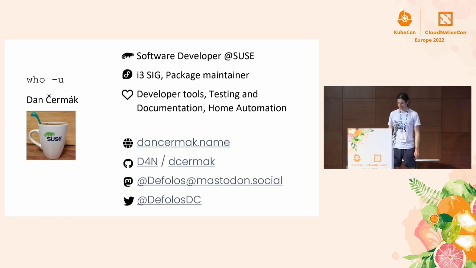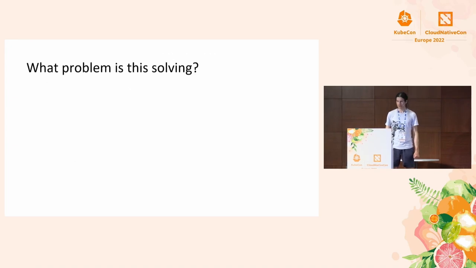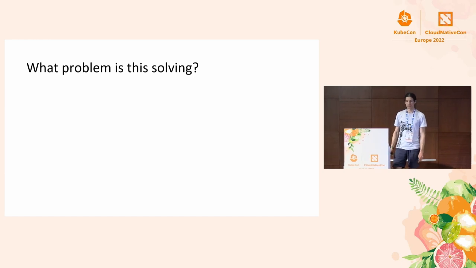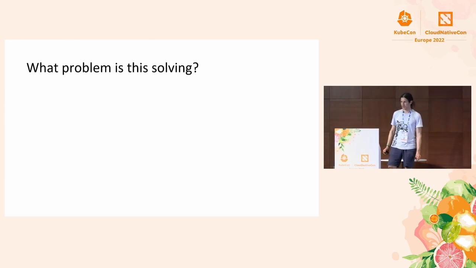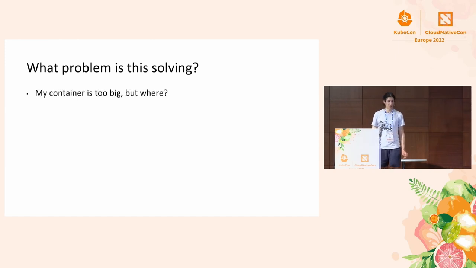But let's get to the actual topic at hand. So we at SUSE, we do all kinds of stuff, and one of them is building containers. If you start building containers, you occasionally run into the issue: gosh, the image got bigger. Oh, well, where? Then you start unpacking container images and analyzing them, and it gets confusing pretty fast. So where is the size increase actually coming from?